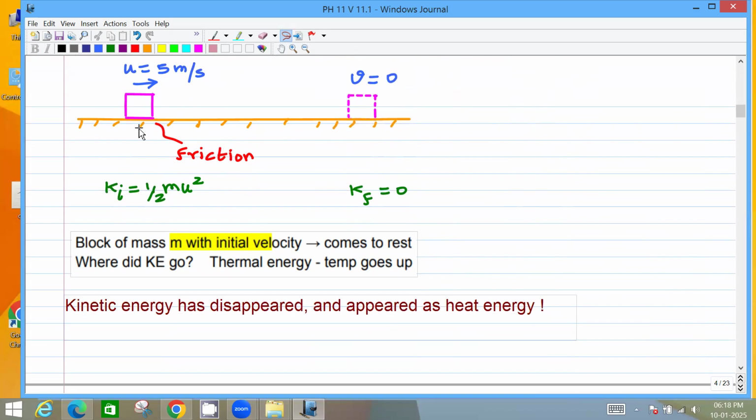So the initial energy of the block, which is the kinetic energy, is half m u square, and the final kinetic energy is 0. So the energy of the block has reduced to 0 from the initial value of half m u square. Now the question is, where does this energy go? This energy will go into increasing the temperature of this block and also the surface. So both the block and the surface are getting heated up. This way the loss in the kinetic energy is getting converted to thermal energy.